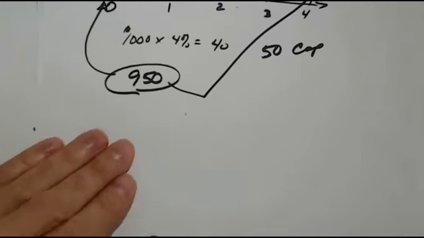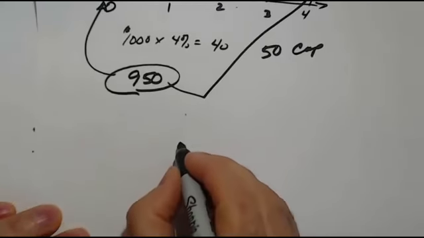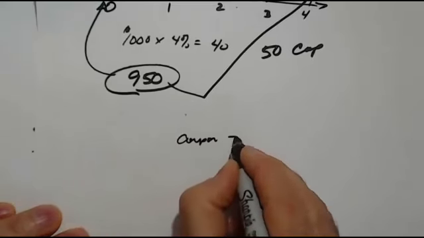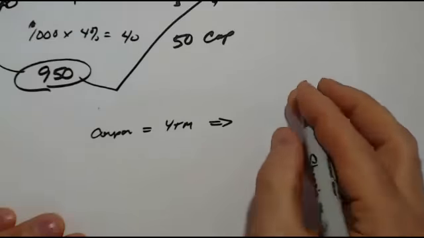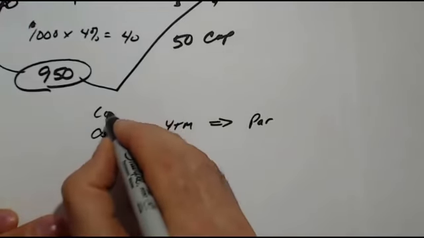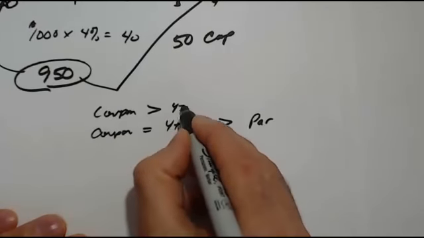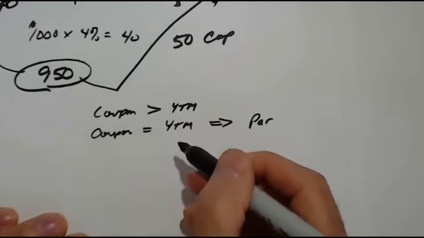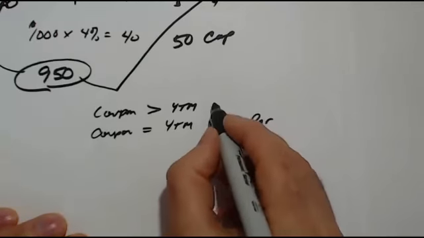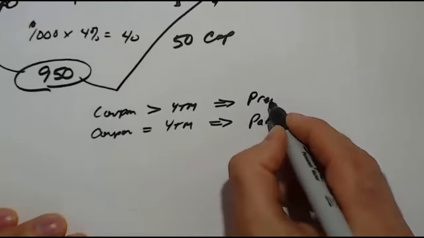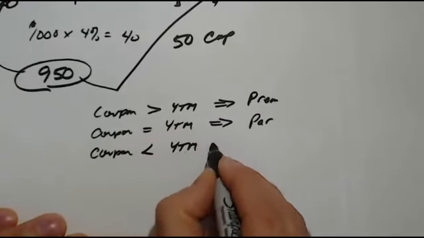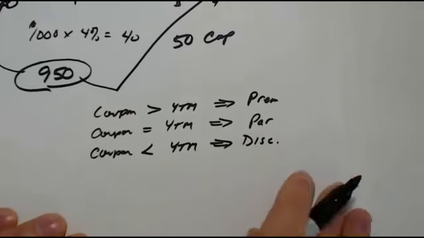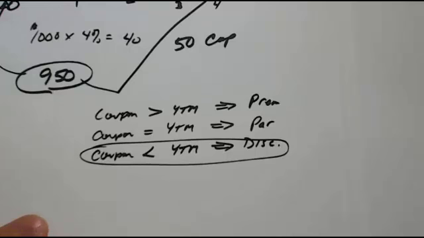Okay. So I can state that here. When the coupon equals the yield to maturity, it implies the bond is trading at par. If the coupon is greater than the yield to maturity, remember, think of the yield to maturity as the interest rate that the market is demanding, that implies the bond is going to trade at a premium above $1,000. And if the coupon is less than the yield to maturity, it implies the bond will be trading at a discount. And so here we have a discount for this example.